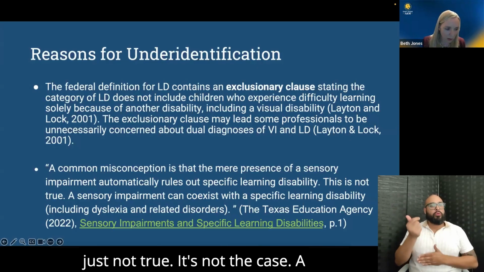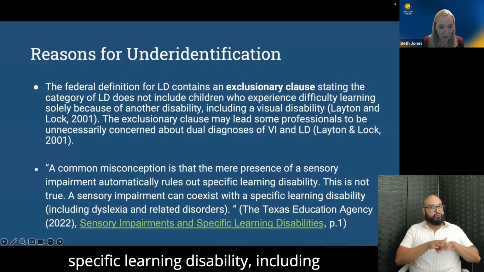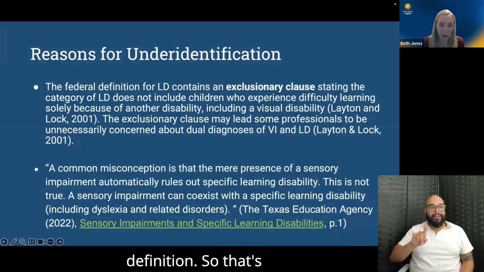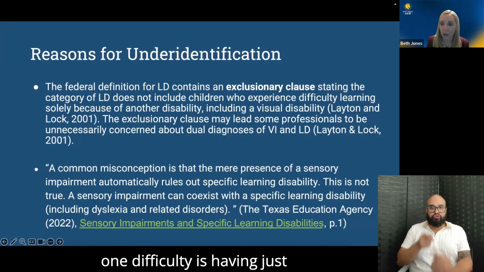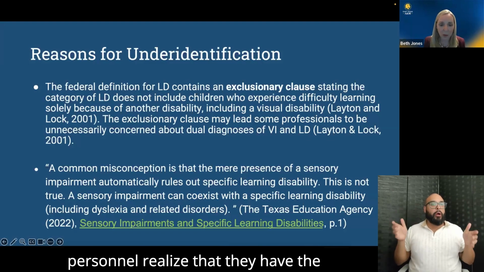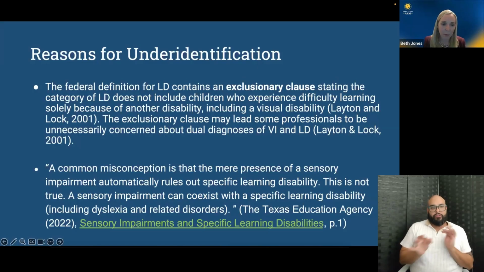And this is just not true. It's not the case. A sensory impairment can coexist with a specific learning disability, including dyslexia, in part of that definition. So that's one difficulty: having administrators and assessment personnel realize that they have the freedom to explore.